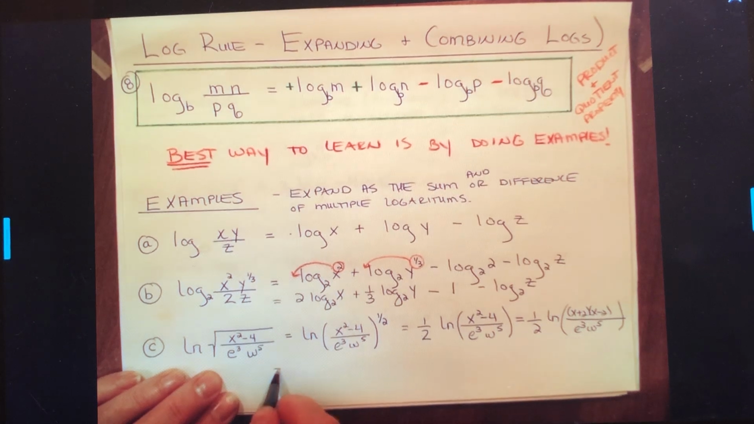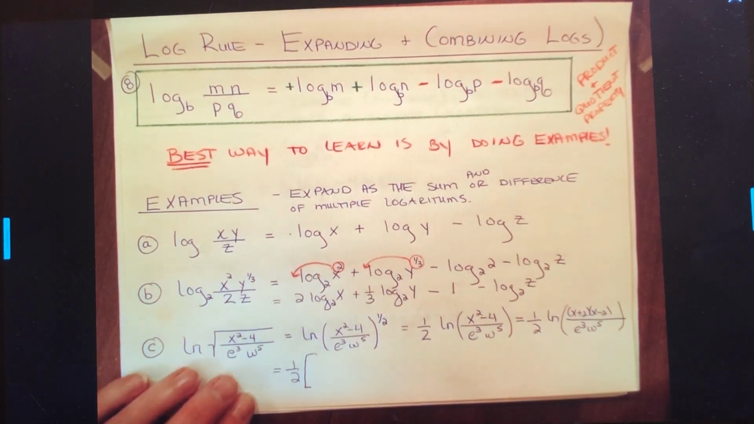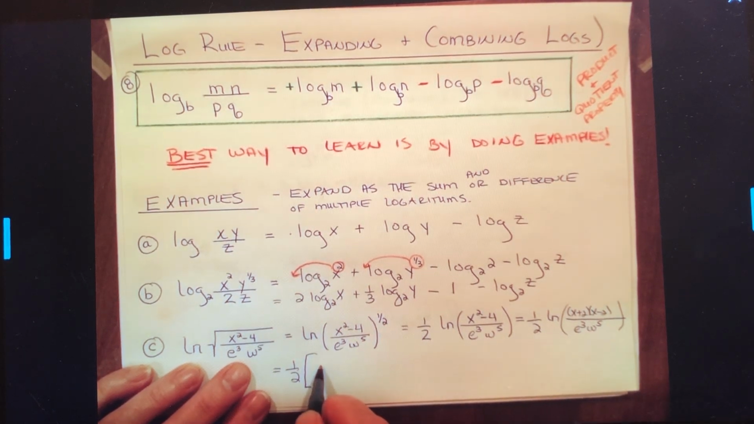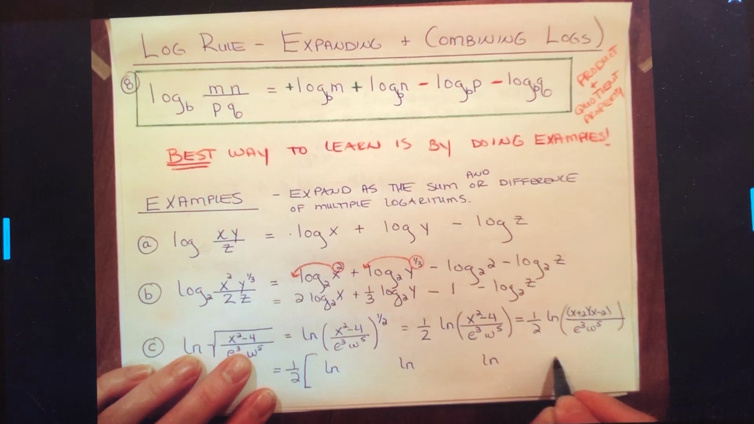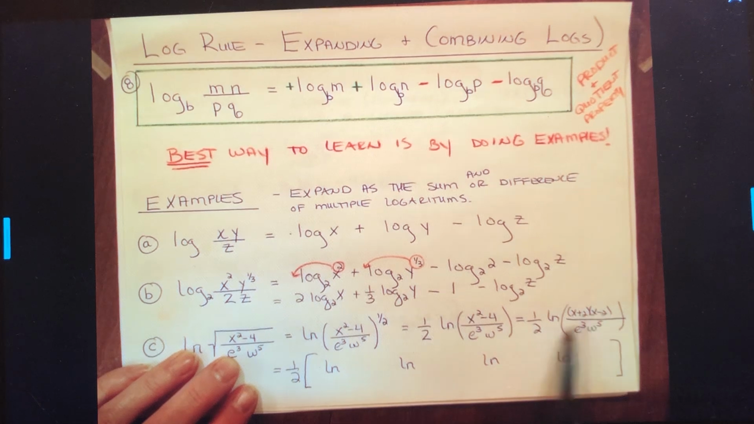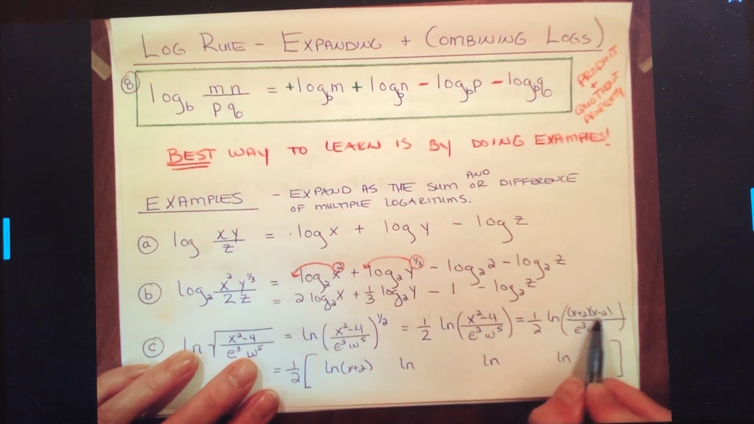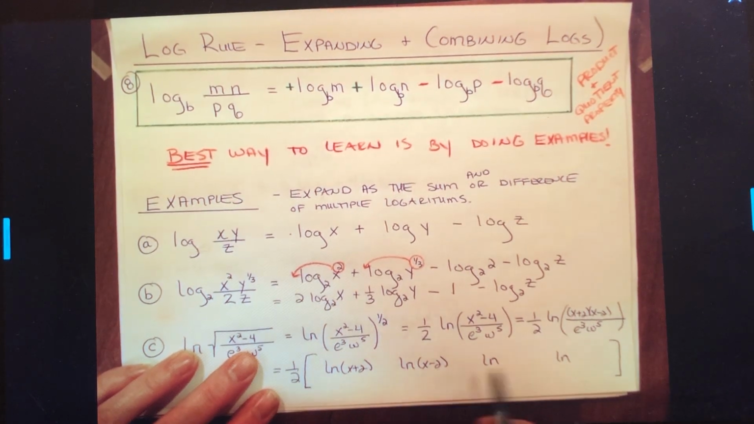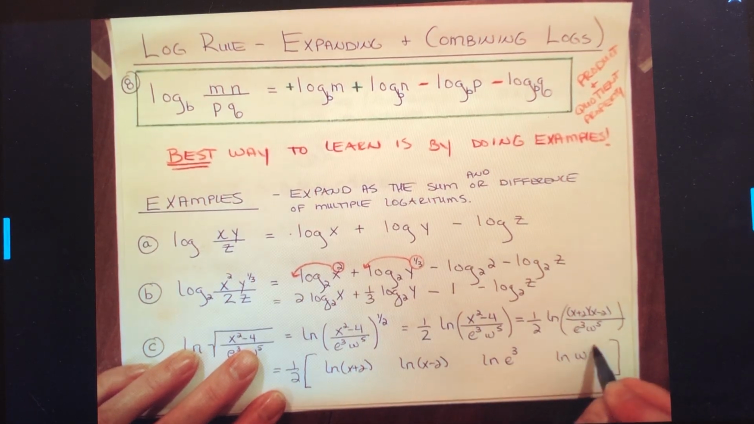So if I rewrite this, I have my 1/2 as my multiplier out front. And then I'm going to put some big brackets here. And now I'm going to separate these into 4 different logs. So I have, and they're natural logs, I have 1 natural log, 2 natural log, 3, and finally 4. And then I'll close that bracket. So let's get ready to place these in each of these 4 positions. So this first one is x plus 2. The second one is x minus 2. This third one is e cubed. And this fourth one is w to the 5th.